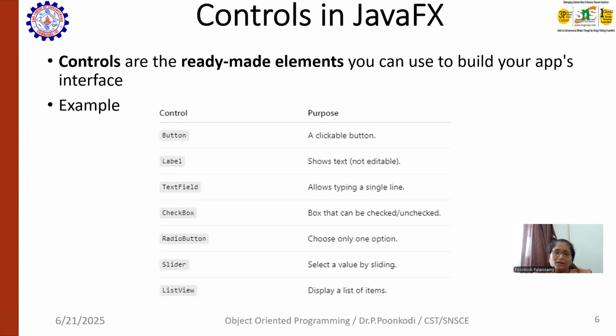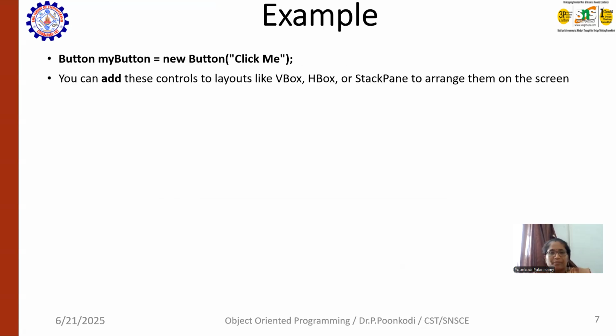Then the text field is used to display text messages. Then the checkboxes are used to select options. Then the radio button allows you to select only one option. Then the slider is used to move up and down or left and right. Then the list view is basically used to list the items.